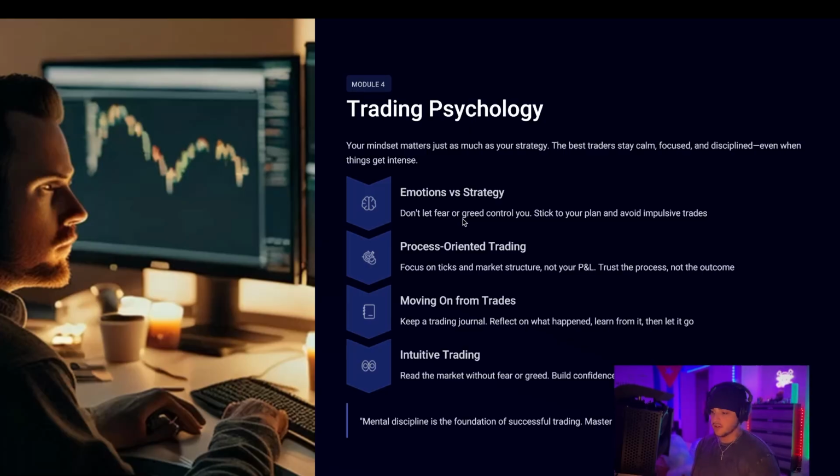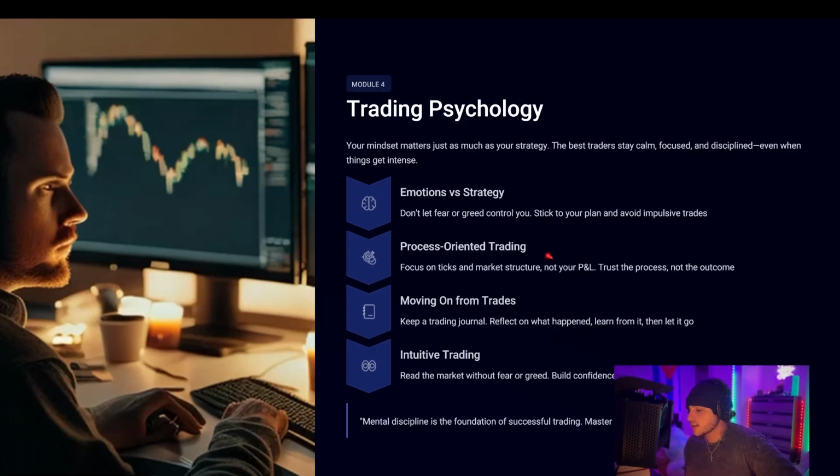That also goes into fear of missing out, as we spoke before. Process-oriented trading. Focus on ticks and market structure, not your profit and loss. Trust the process, not the outcome. Profit and loss is basically the line telling you how much money you're up or down, how much money you're making or losing currently in the moment, which is where we were talking. You're looking at your P&L and you're like, oh my gosh, it's negative $40. I'm exiting the trade. And then you get fried because it just goes the complete opposite direction and then you could have made money. So focus on ticks and market structure.